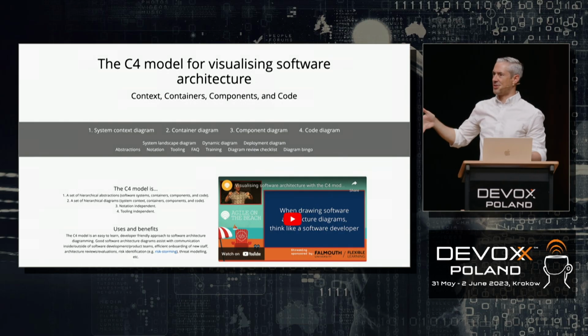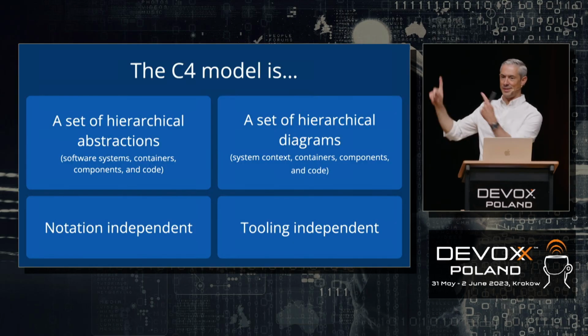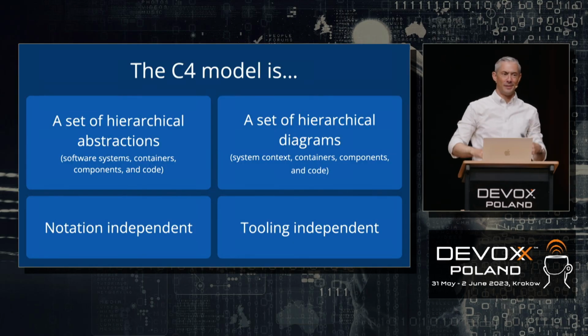If the website is too much, then this is the slide you want to take a photo of. The C4 model is basically these 4 things. It's a set of hierarchical abstractions, it's a set of hierarchical diagram types, it's notation independent, i.e. not blue and gray, and it's tooling independent as well. And that, in a nutshell, is C4.